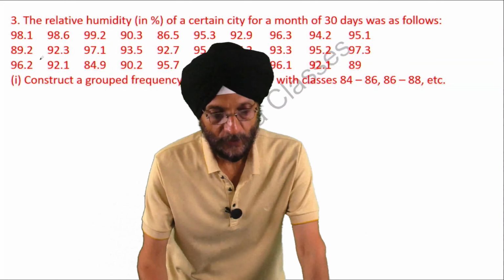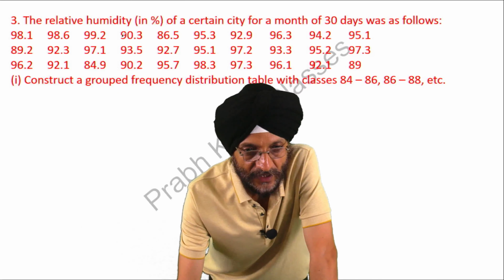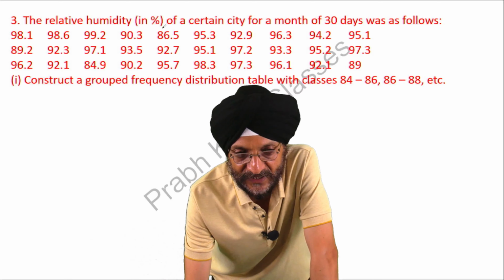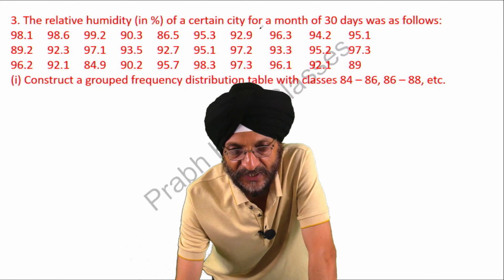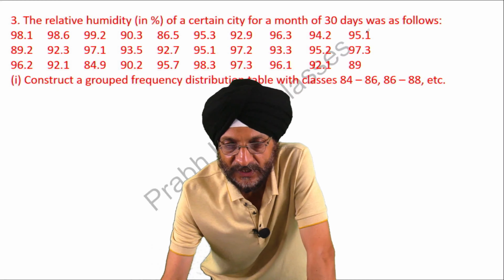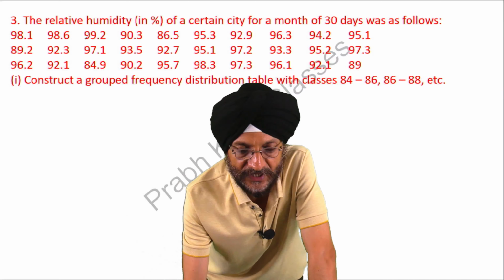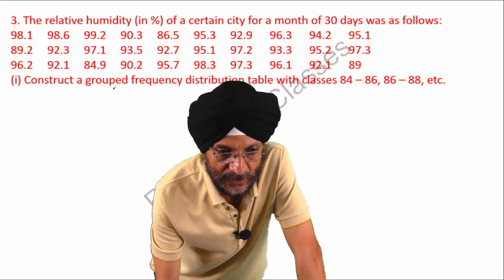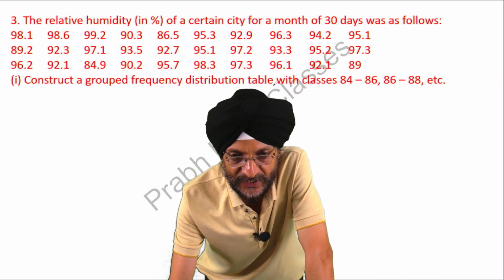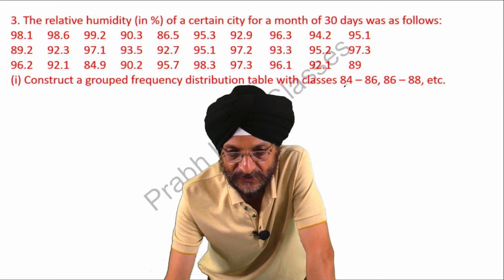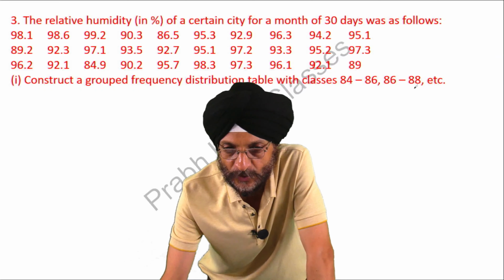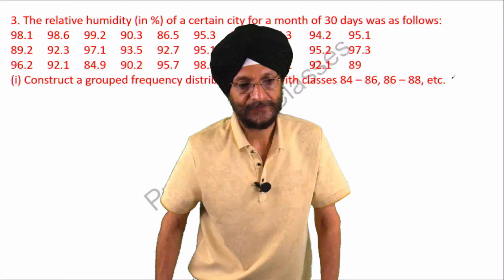Now the question before us is: the relative humidity in percentage of a certain city for a month of 30 days was as follows: 98.1, 98.6 and so on. Construct a grouped frequency distribution table with classes 84 to 86, 86 to 88 and so on.